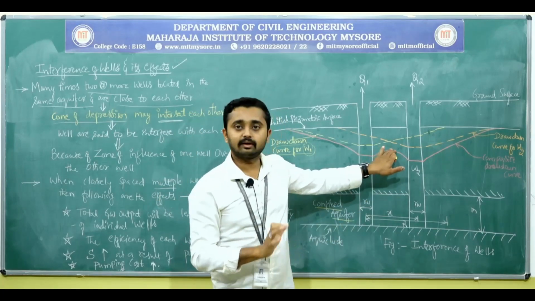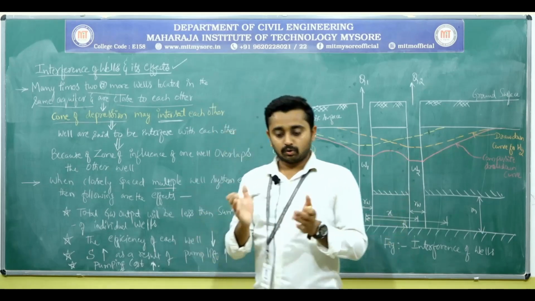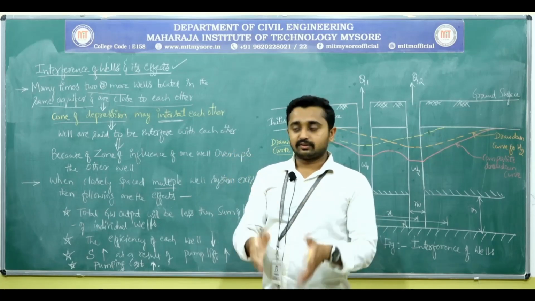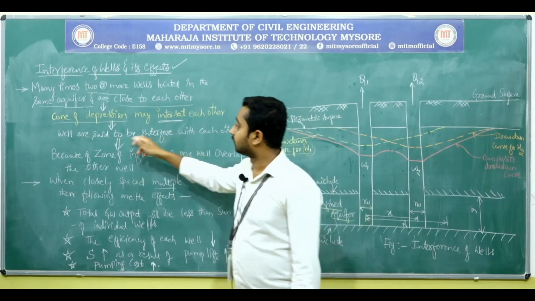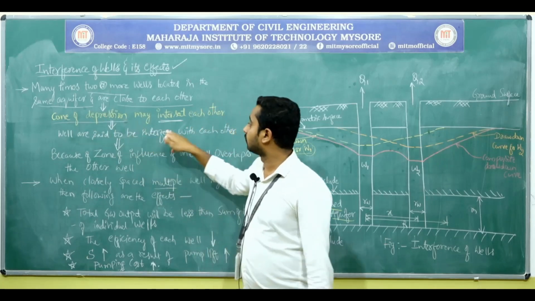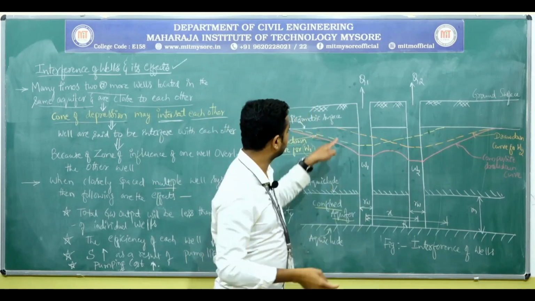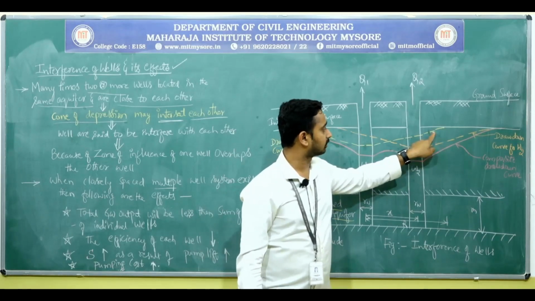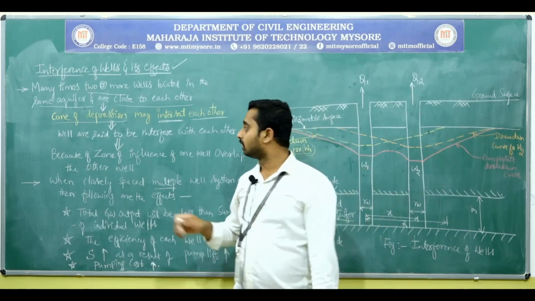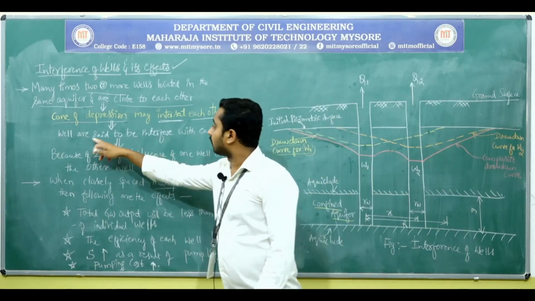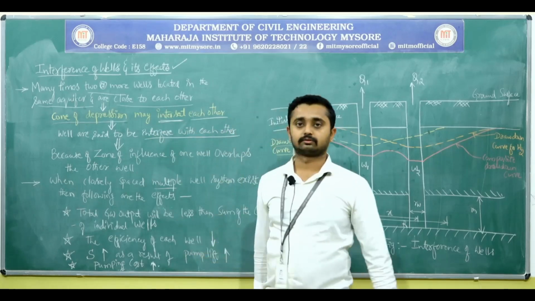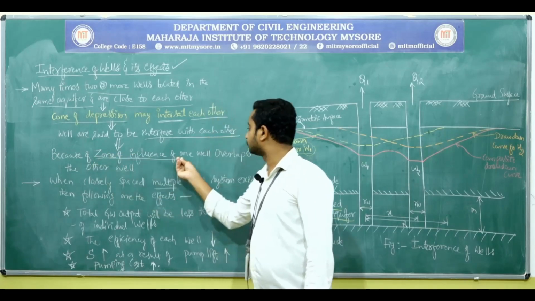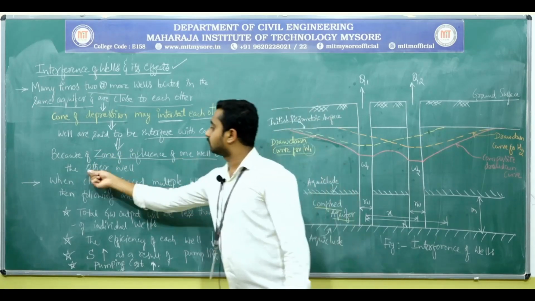I just told you this using this diagram. In some areas, two or more wells are inserted in the same aquifer, then definitely the cone of depression, nothing but drawdown, may intersect each other, correct? This drawdown is intersected by this. Similarly, this drawdown curve is intersected by this one, overlapped. Then the wells are said to interfere with each other, overlapped by each other, because the zone of influence of one well overlaps the other well.